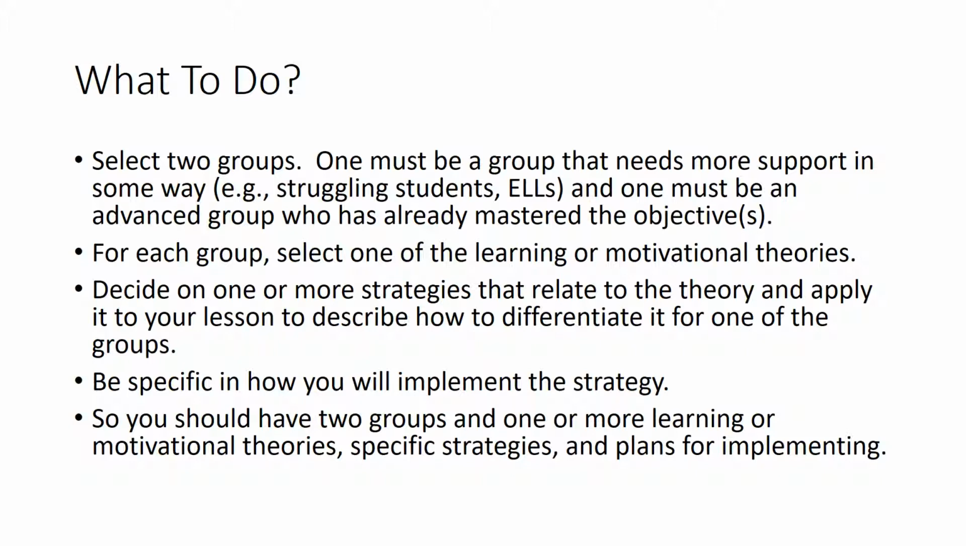So for example, for your advanced group, you could draw in Vygotsky, you could talk about the zone of proximal development and pre-testing, giving them more challenging work. But be specific no matter what you do and how you will implement the strategy. So are you going to vary the content and give them more advanced reading levels? Are you going to support struggling readers, and how so? So in sum, you should have 2 groups and one or more learning or motivational theories, specific strategies, and plans for implementing.